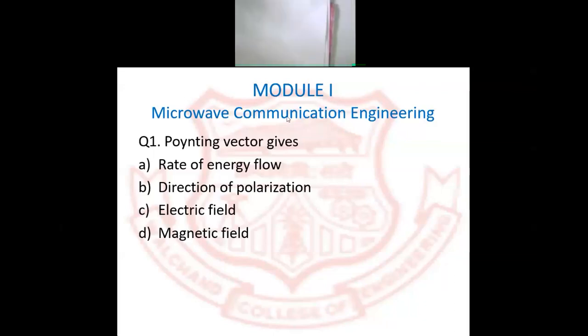All of you try to answer the question and write your answer in the chat. The question is: the Poynting vector gives the rate of energy flow, direction of polarization, electric field, or magnetic field. What is your answer? Okay, now people have provided the answer.